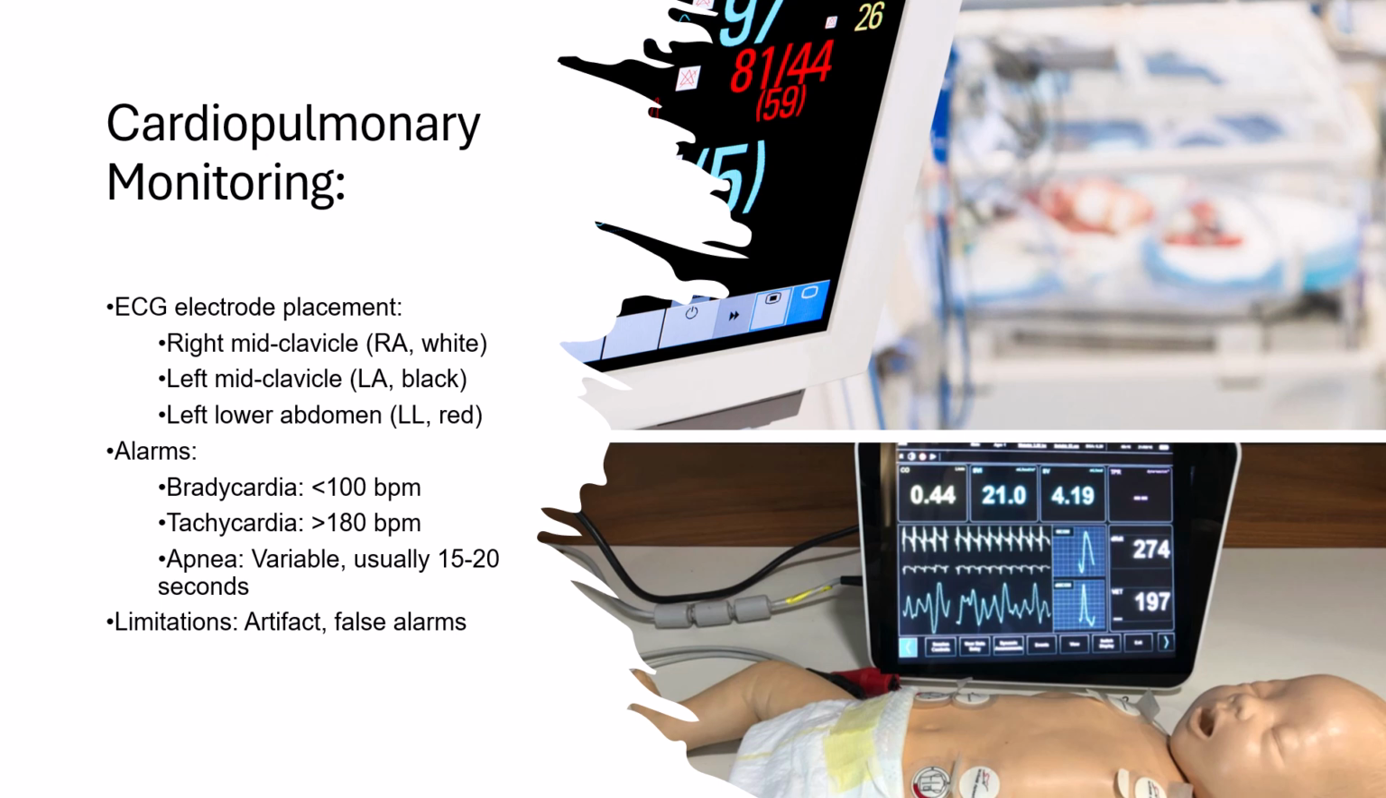Cardiopulmonary monitoring is a basic but essential aspect of neonatal care. ECG electrodes are typically placed with the white electrode on the right mid-clavicle, the black electrode on the left mid-clavicle, and the red electrode on the left lower abdomen. Standard alarm parameters include bradycardia below 100 beats per minute, tachycardia above 180 beats per minute, and apnea typically set at 15 to 20 seconds.